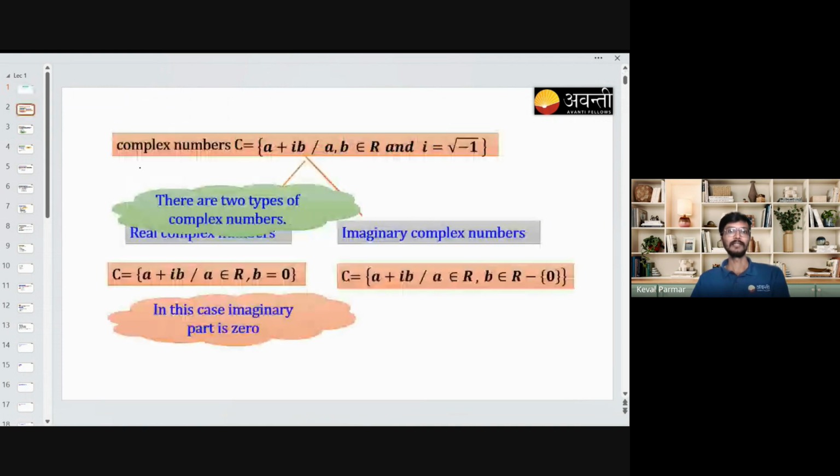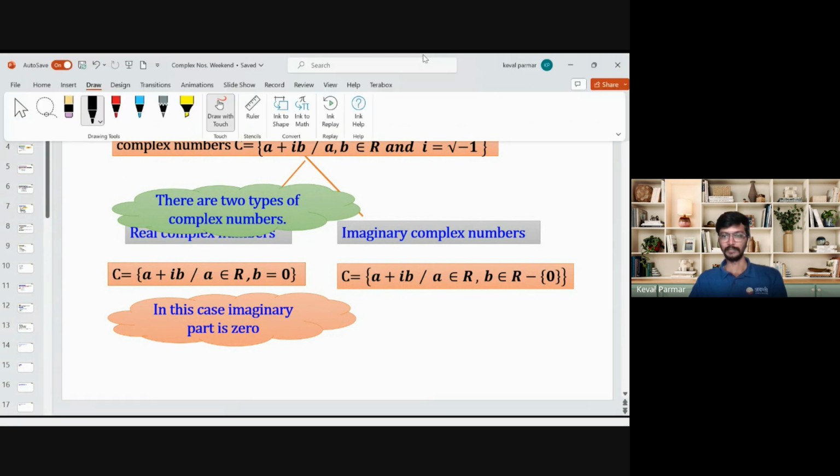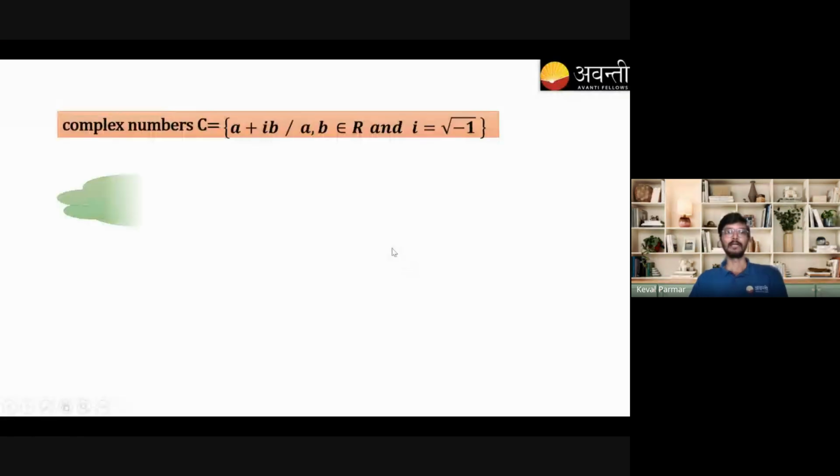The first thing is complex numbers. So, what is a complex number? A complex number is basically of the form a plus ib, where a and b are real numbers. Let me put it on the slideshow so you'll be able to see it properly. So a complex number is of the form a plus ib.